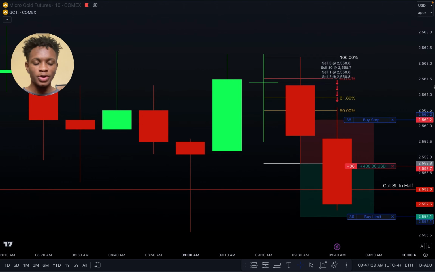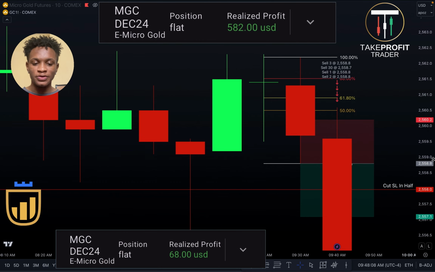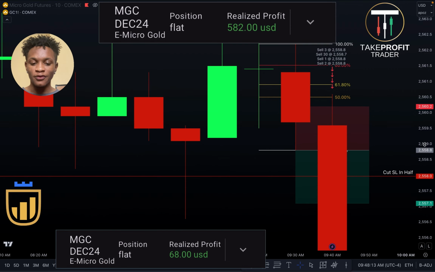So but gold flew, gold went crazy, bro. I'm not gonna lie. Honestly, I think this trade probably went to like a 4-to-1, 5-to-1, something like that. So as you can see the profits on the screen too, you can see the profit for Take Profit Trader, and you can see the profit for My Funded Futures.